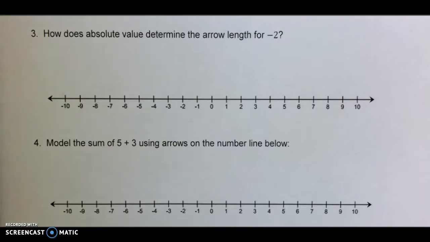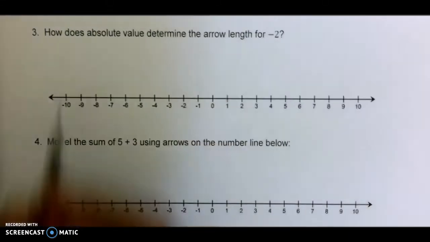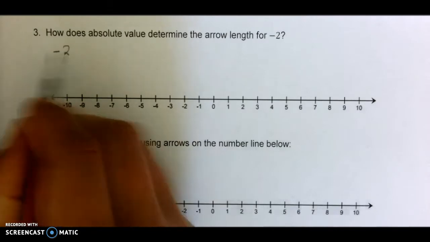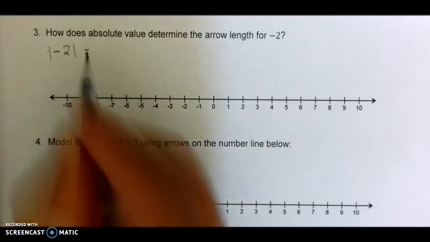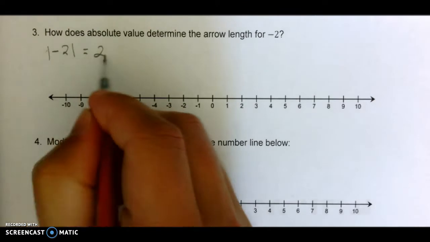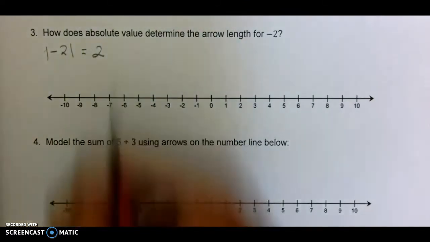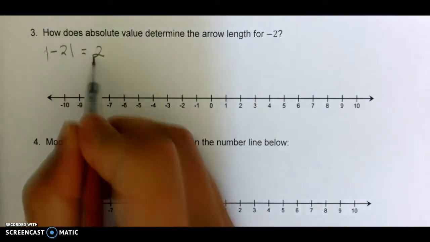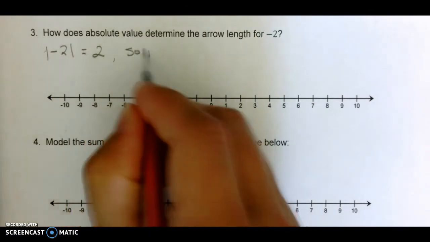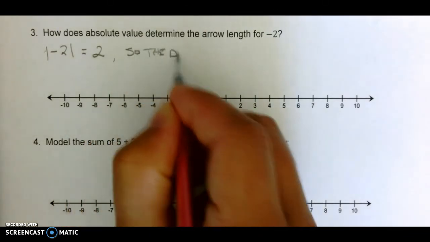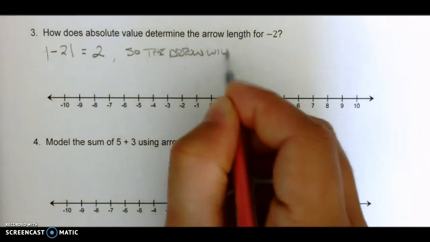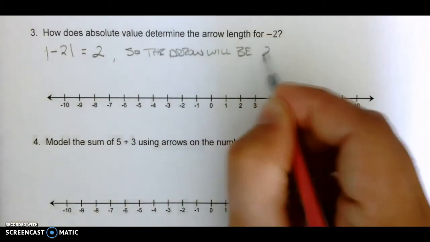In question 3, we're asked, how does the absolute value determine the arrow length for the number negative 2? And if we think back to what we discussed earlier with absolute value, all right, absolute value tells the number's distance from 0. And so if we think about the number negative 2, the absolute value of negative 2 is 2 because it's 2 units away from 0. All right, since the absolute value of negative 2 is 2, that means that the arrow will be 2 units long.